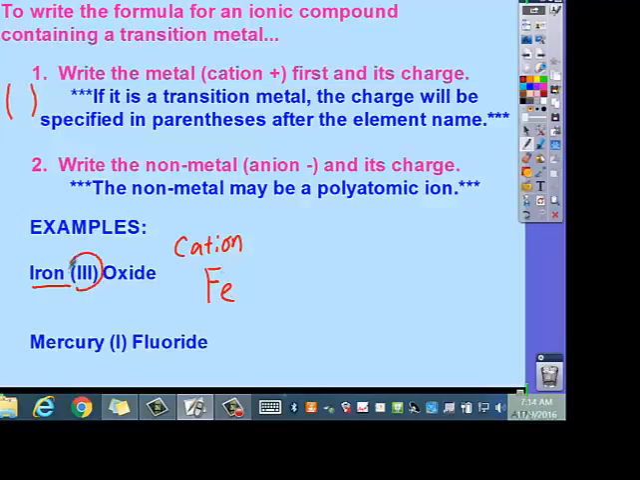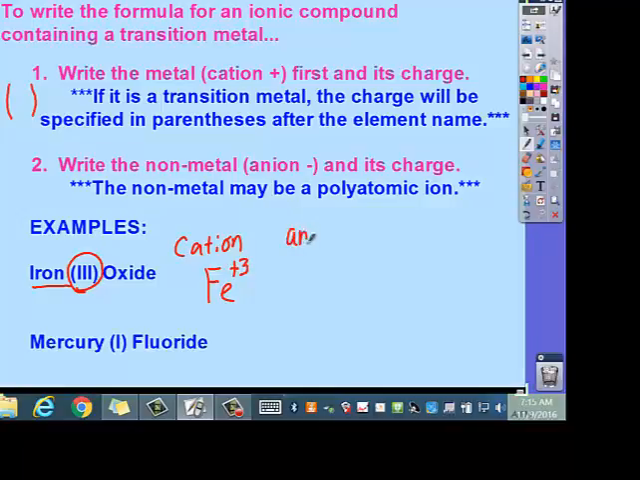Right here is a Roman numeral. You should be able to know what Roman numerals are. If you're having trouble, you can ask a partner or look it up, or you can come ask me on Monday when I'm back. But iron has a 3 there because there's 3 lines, so that is a +3 charge then.